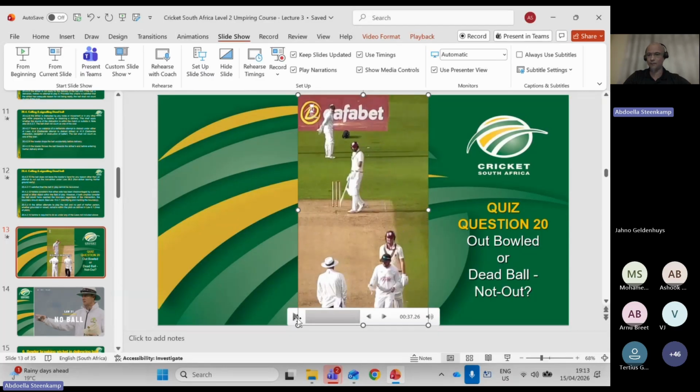Under law 20, it says if a batter is distracted by any movement while preparing to receive a delivery, you need to call and signal dead ball. The batter was distracted by that towel that fell out of the bowler's hip. And that is why the correct answer to this is, it is not out, dead ball. The batter was distracted by the towel that fell, hence not out, dead ball.